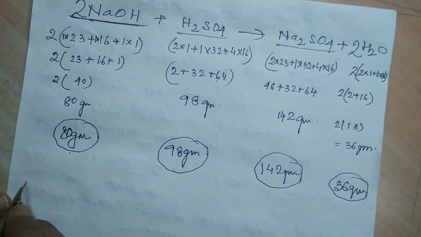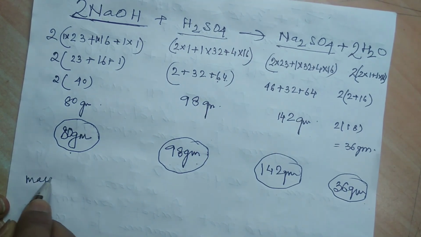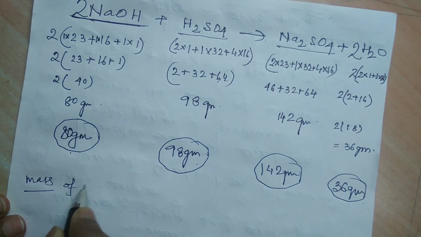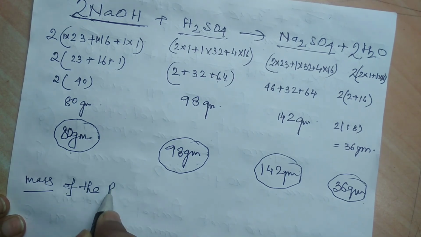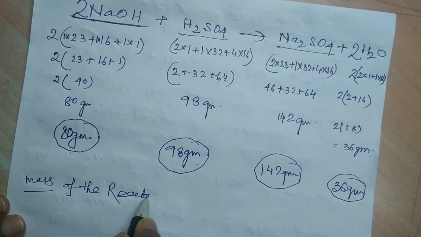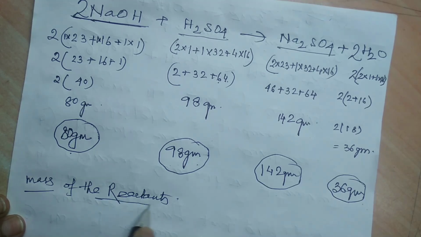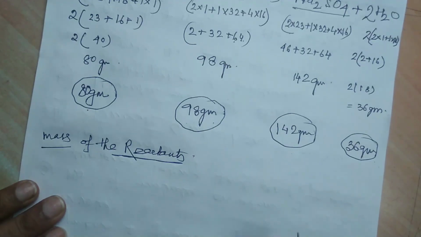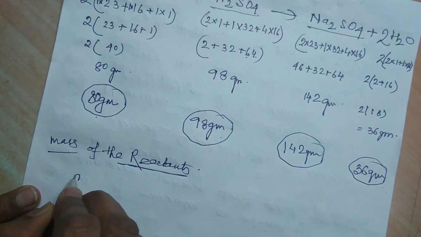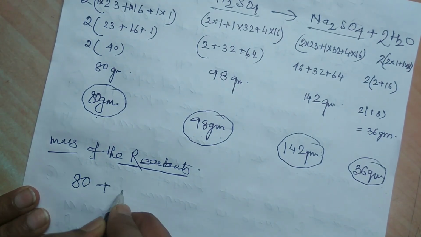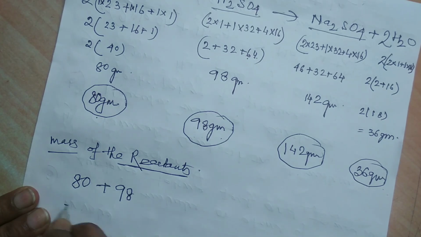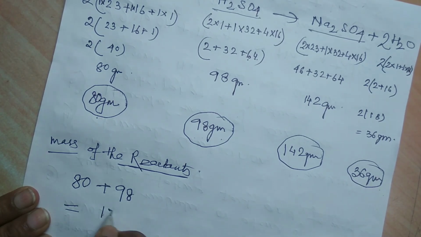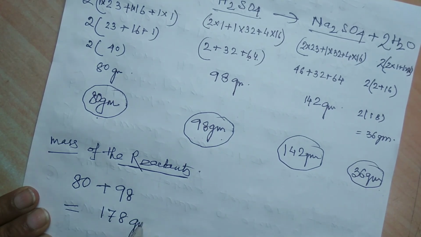So mass of the reactants is how much? See here, mass of the reactants. So reactants here are what? Sodium hydroxide and sulfuric acid. It means mass of sodium hydroxide and sulfuric acid is equal to 80 plus 98, and that comes out to 178 gram.